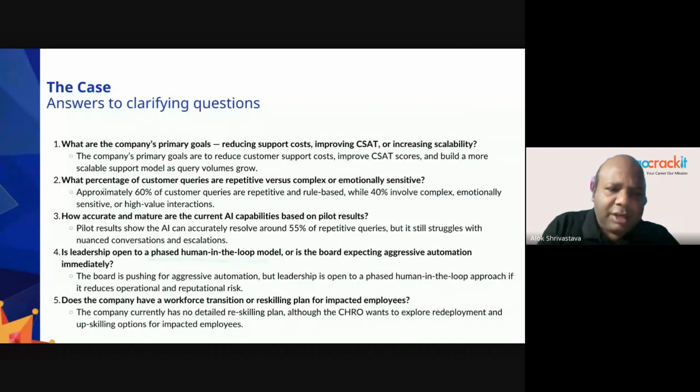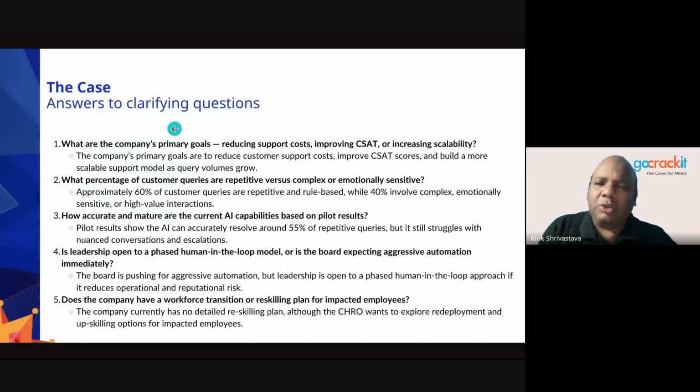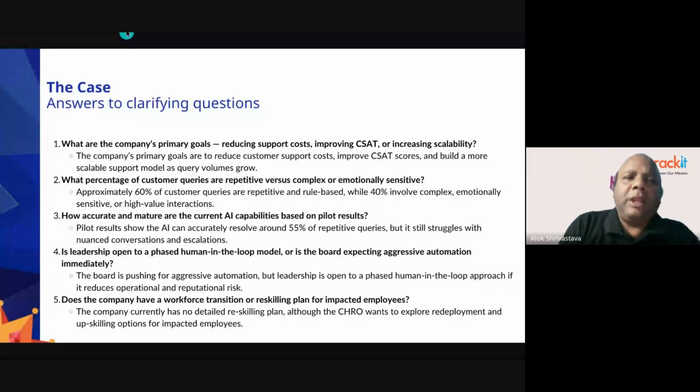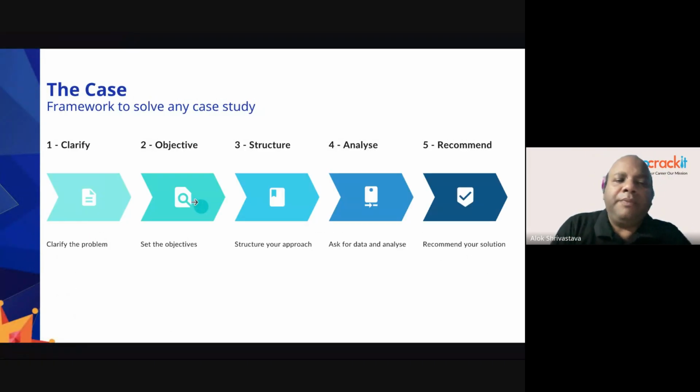Let's say yes. Does the company have a workforce transition plan? Let's say it's still not there, but they are creating it. So some of these clarifications they may give, they may not give. They may choose to say you can assume whatever you want to assume.